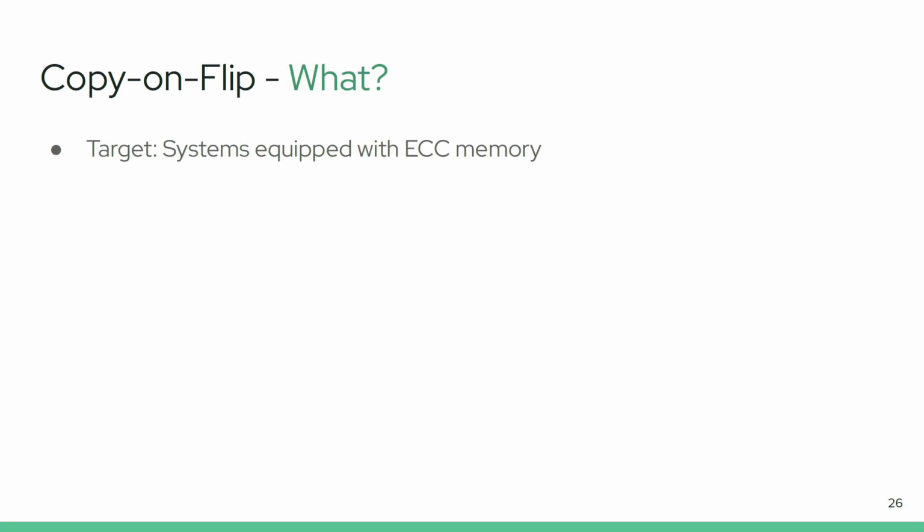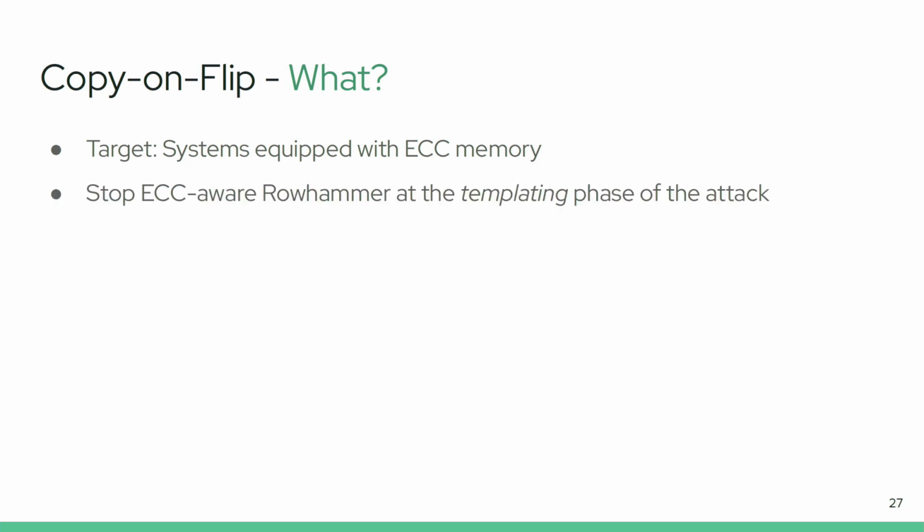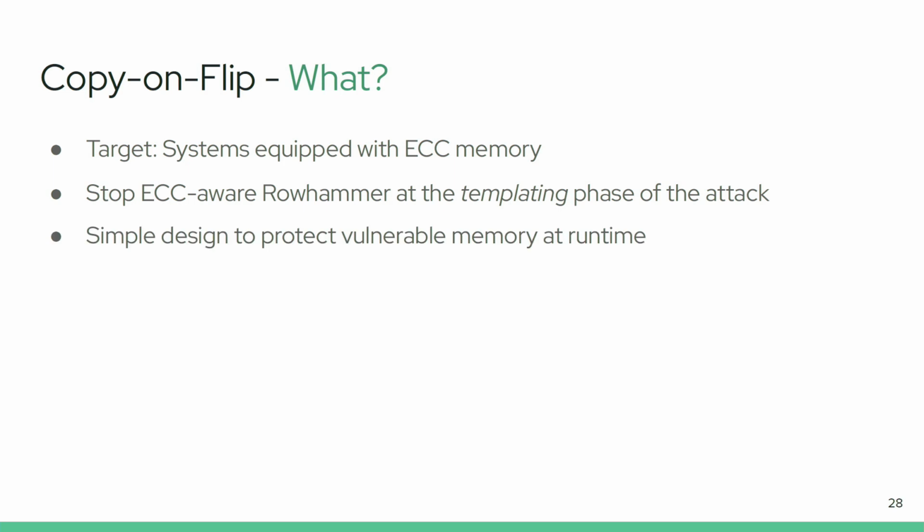So today I'm presenting, as I said, copy on flip. Our target is systems which are equipped with ECC memory. This is very common, for example, in cloud and server settings. We do this by stopping ECC-aware Rowhammer at the very first stage of the attack, which is the templating phase. We have a fairly simple design, and we want to protect vulnerable memory at runtime. By at runtime, I mean that we want to have negligible memory overhead when the system is not under attack.